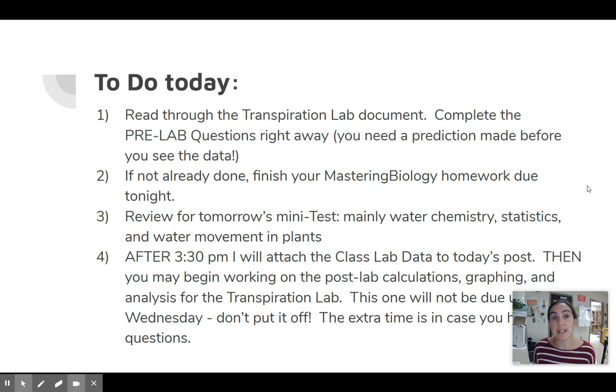And at 3:30 today, once I get all the data from 4th and 5th hour, I will be attaching a spreadsheet to today's classroom post so you can access that data and finish up your lab.